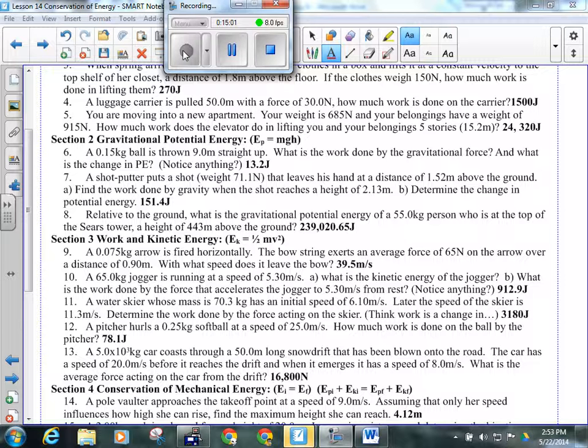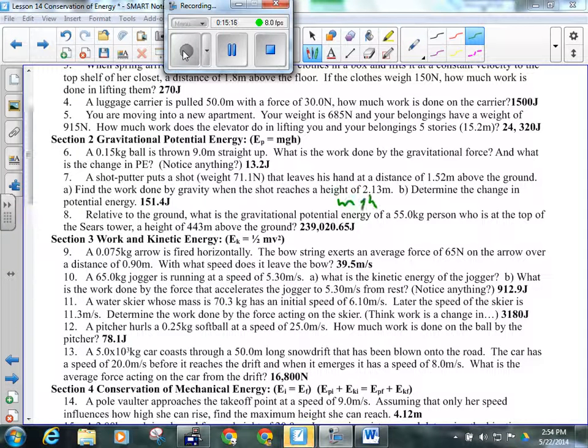All right. Part B says determine the change in potential energy. Well, that means from between 1.52 and 2.13. So in that case, you're going to do an m times g times h calculation, right? Where h is the change in height between this and this. So you go 2.13 minus 1.52, and you put that in for h, and I think you get about 43.4 joules or something like that. Everybody with me on that one?